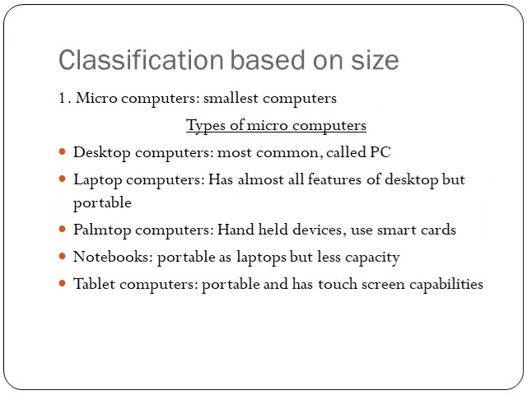Now we classify the computers on the basis of size. Firstly, we have various types of microcomputers that are small in size. Desktop computers are the most common and are also called PC or personal computers. Laptop computers are similar to desktop but portable, meaning they can be carried easily. Palmtops, notebooks and tablets are all small in size and handheld and mostly have touchscreen capabilities.